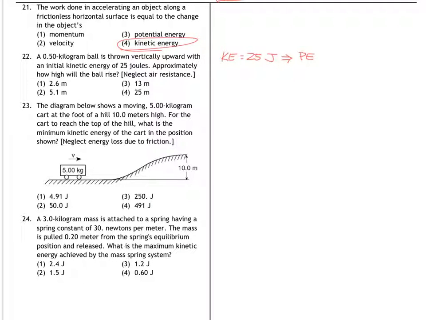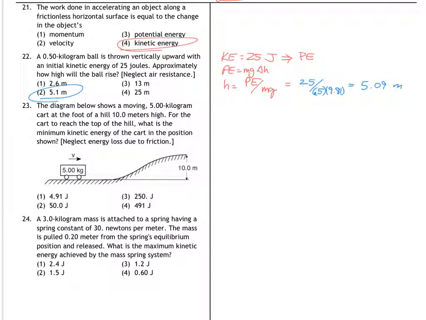So, if the 25 joules is going to become potential energy, and potential energy is really just mg change in h, then we can pretty easily figure out that the height the ball reaches is really just going to be its potential energy over its mass and its acceleration due to gravity. And I got 5.09 meters as the height that the ball would reach. The best answer here is 5.1.